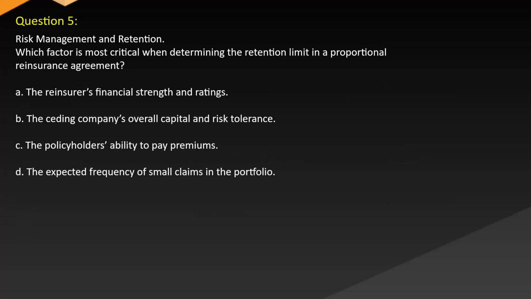Question 5. Risk management and retention. Which factor is most critical in determining the retention limit in a proportional reinsurance agreement? A. The reinsurer's financial strength and ratings. B. The ceding company's overall capital and risk tolerance. C. The policyholder's ability to pay premiums. D. The expected frequency of small claims in the portfolio.